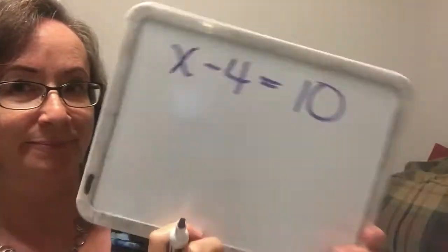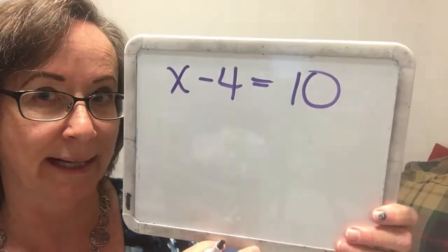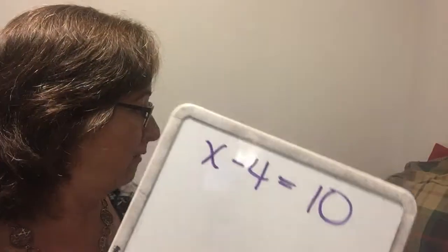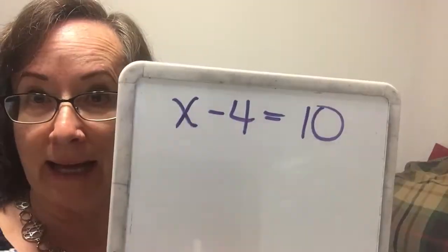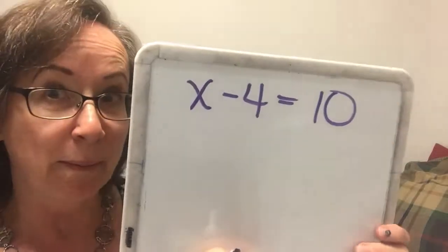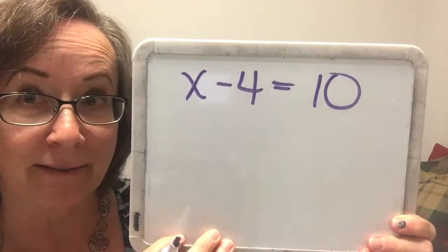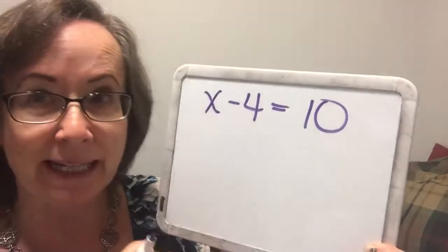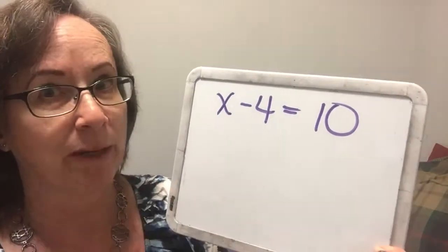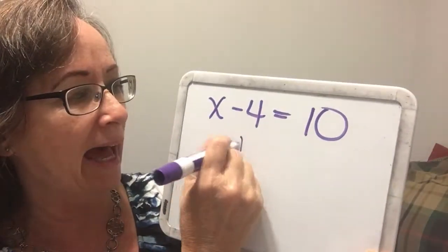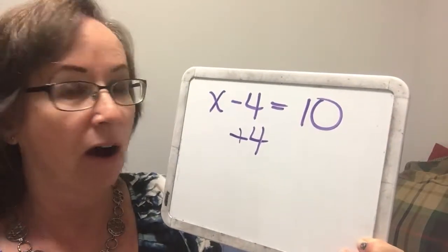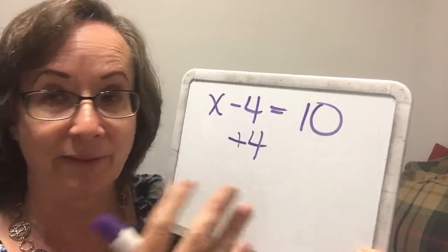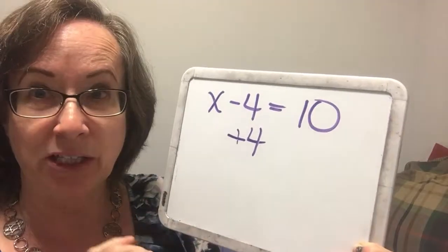Okay, so the next one, x minus 4 is 10. Okay, now that sounds very familiar. This one was x plus 4. This one is x minus 4. Probably not going to be the same solution, right? So here we have a minus 4. Well, to get rid of a minus 4, we need to add a 4 because remember, additive opposites are plus and minus of the same number, and they get rid of each other, don't they?